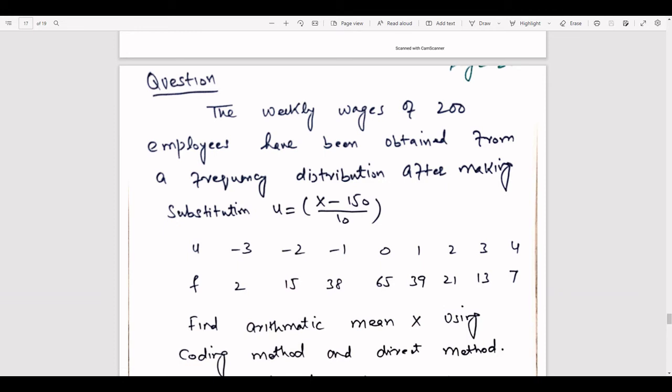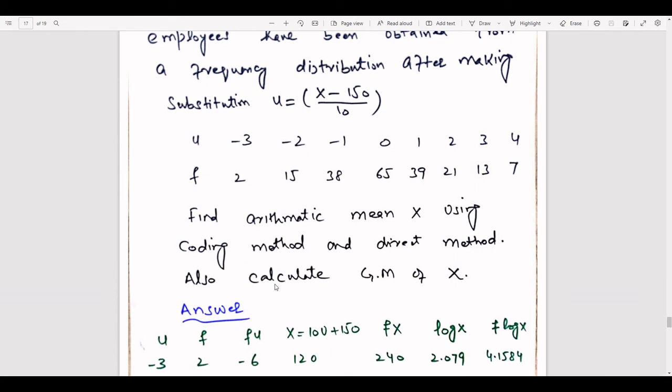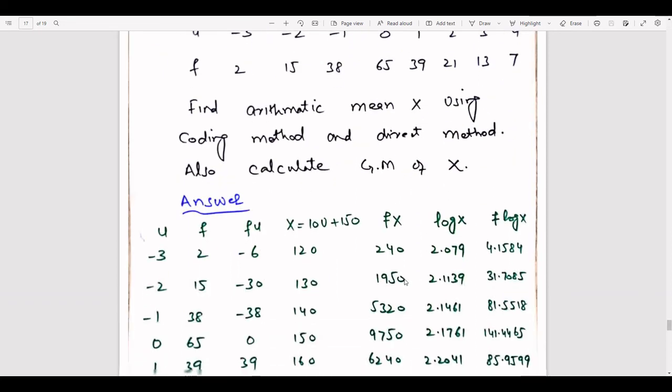Next question is, the weekly wages of 200 employees have been obtained from a frequency distribution. After making substitution, u is equal to x minus 150 over 10. Here are the values of u and f. Find the arithmetic mean x using the coding method and direct method. Also calculate the geometric mean. So for this question, we calculate the arithmetic mean with the coding method, because here is u, and by the direct method, and also calculate the geometric mean.